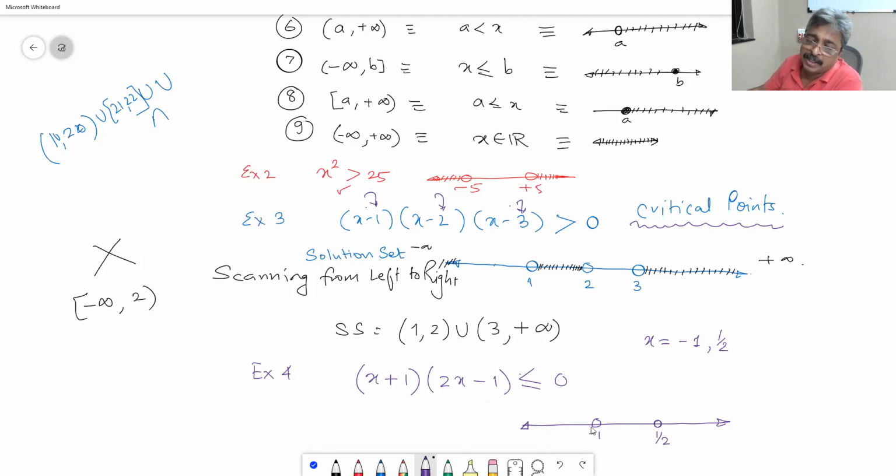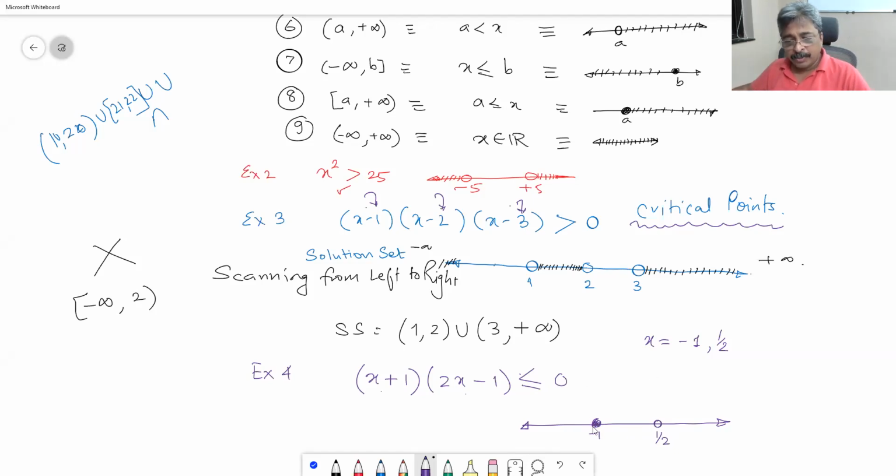Understood? Now I consider x equal to minus 1. It makes this bracket 0, this bracket some minus 3 or something, but 0 into anything is 0. And now here my inclusive sense of R comes into the picture. Is LHS less than 0? No. Or is LHS equal to 0? Yes. Then the compound statement is true. And therefore, at x equal to minus 1, I get 0. Hence, I make it dark.